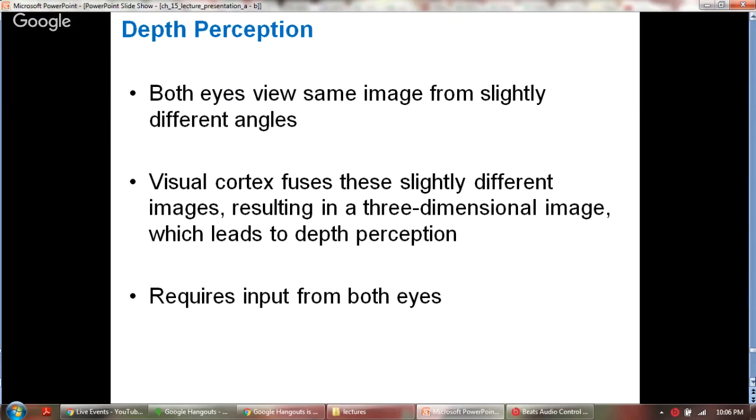After the nerve impulses travel, the perception needs to happen. Both eyes see the image from slightly different angles, and the visual cortex fuses these slightly different images, resulting in a three-dimensional image, which leads to perception. It is not a 2D process, it is a 3D process. So the two images fuse and are identified as 3D images at the visual cortex level. For that, it requires input from both eyes.